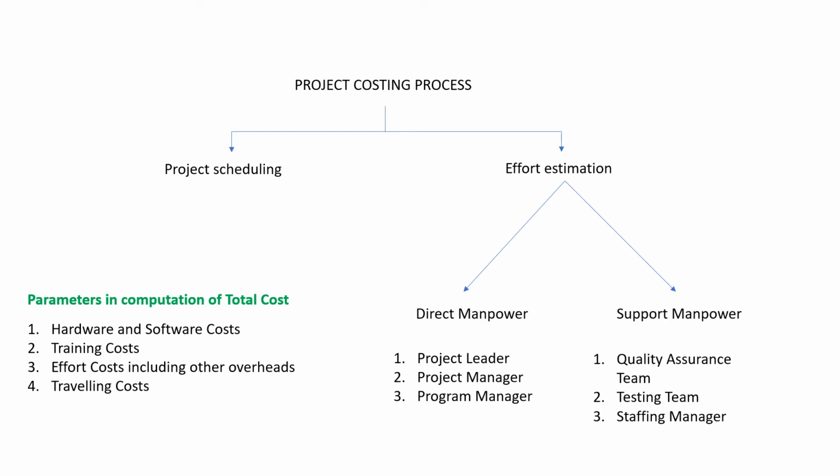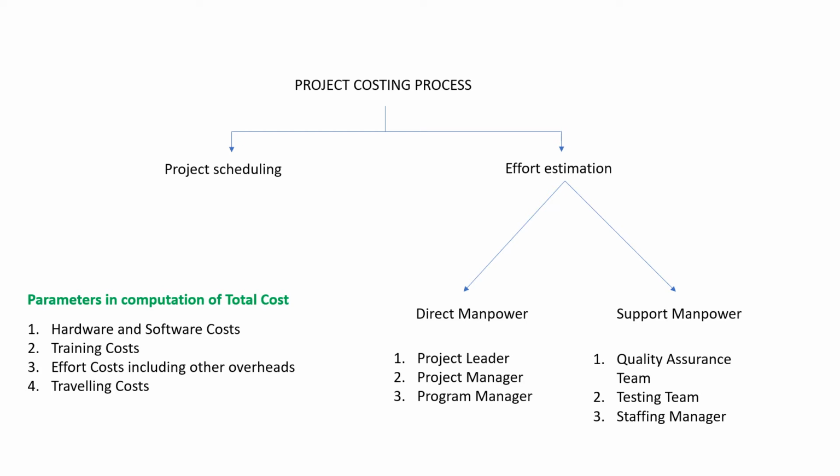After doing project scheduling and effort estimation, let us see the various components of cost that will be involved. One is hardware and software, which may be direct or indirect. Similarly, training cost, general training and training specific to the project, and effort cost including other overheads.